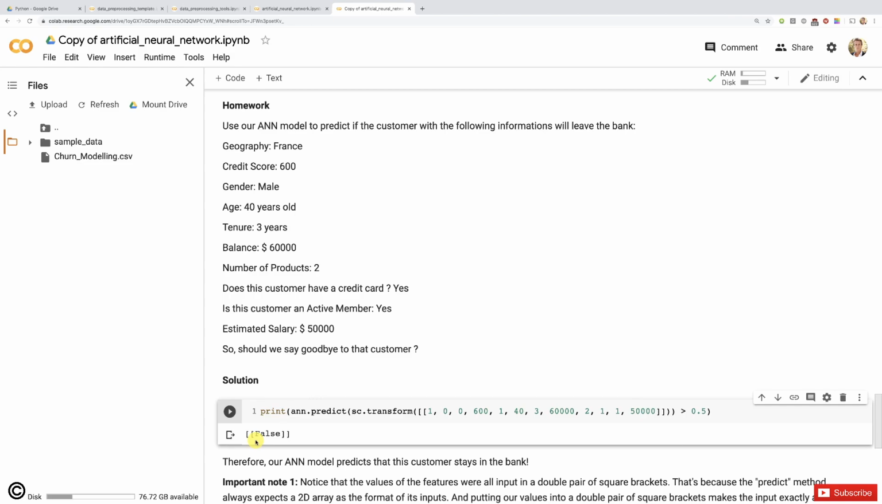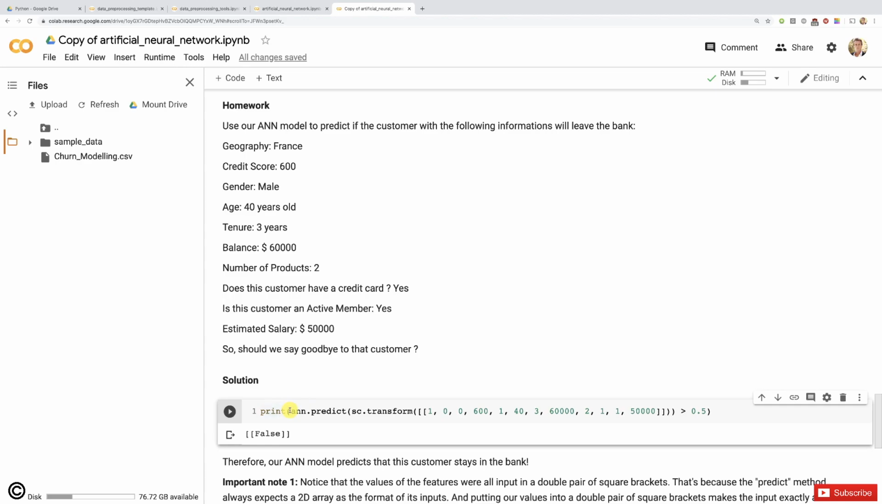So good news for the bank, but anyway, I just wanted to show you how to use your artificial neural network to predict the outcome of a single observation, meaning a single customer. Remember the three things. First, you have to enter your information in a 2D array with a double pair of square brackets. Then you need to be careful with the dummy variable values here instead of entering the string input for that categorical variable. And then the third thing, remember to apply the scaling from your SC object because your artificial neural network was trained with scaled values.